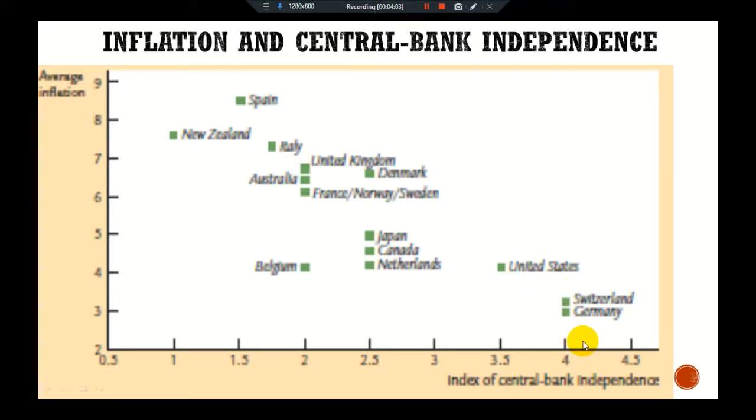rates as compared to countries where the central bank is less independent, such as New Zealand and Spain, which have a higher average inflation rate. So this evidence shows that more independent central banks tend to produce lower rates of inflation in the economy.